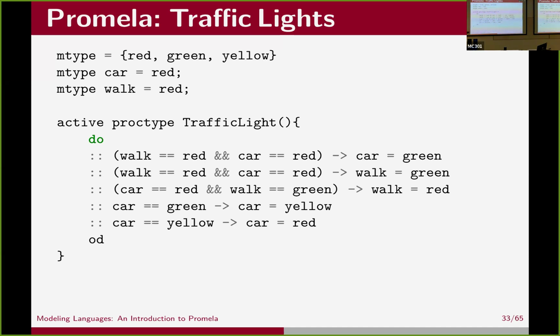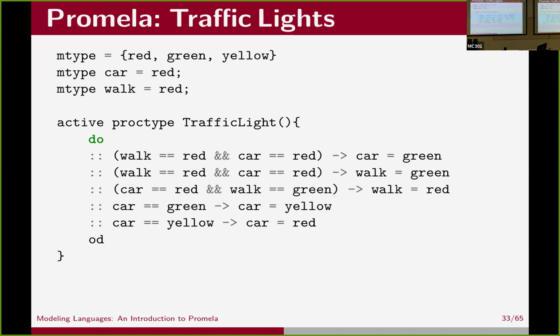If both traffic lights are red, then the pedestrians get a green light. So you see here is the same condition twice. There's going to be a non-deterministic choice. One of the two is going to happen. And again here, if the pedestrian traffic light is green, then it goes back to red. There's no yellow for that. And here, green to yellow, yellow to red.